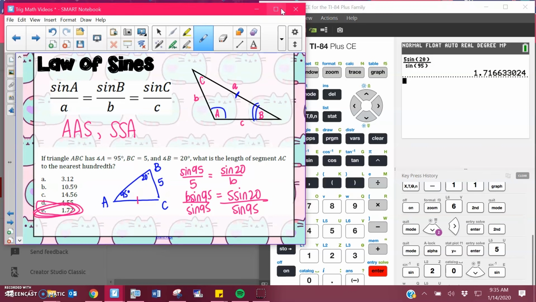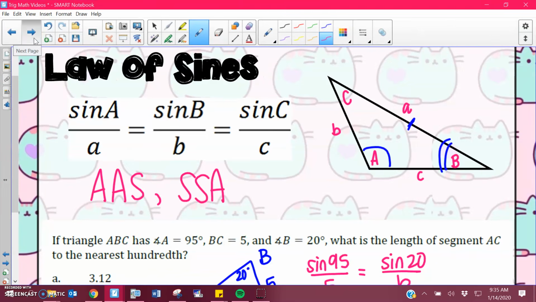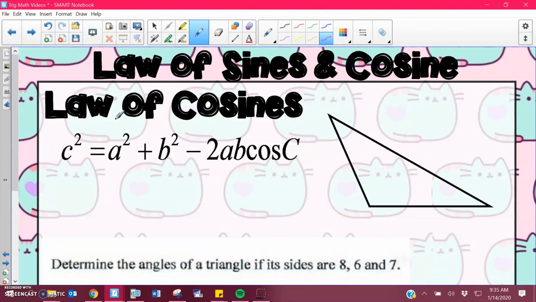Okay. So that's the law of sines. Now the law of cosines is slightly different. Law of cosines is what we call the Pythagorean theorem on crack. If you get rid of this piece, it is the Pythagorean theorem. So technically you've been doing this with the Pythagorean theorem this whole time. However, the cosine of C ended up canceling out because that was your hypotenuse.